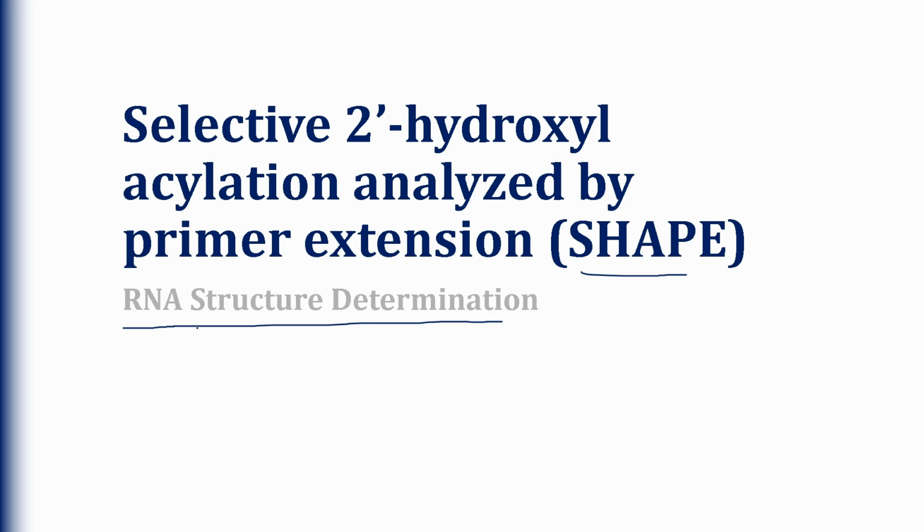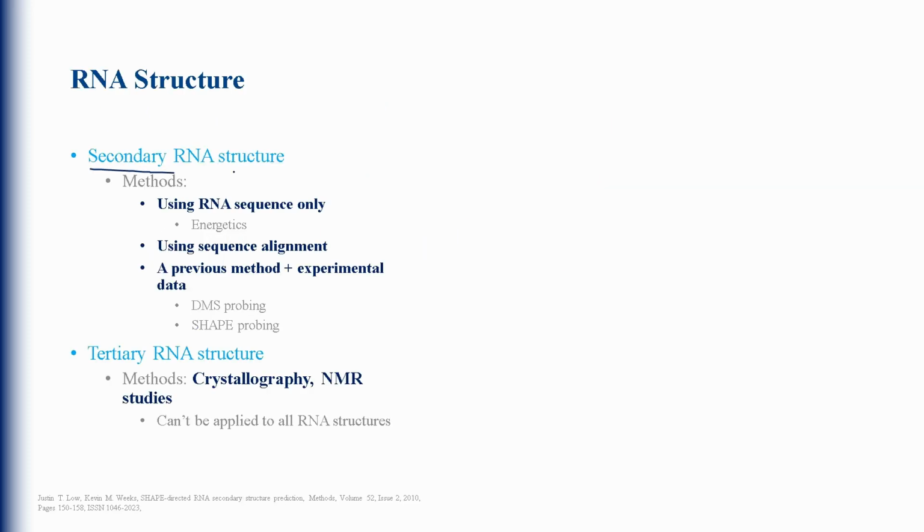Now, in terms of RNA structures, RNA can form secondary RNA structure and it can also form tertiary interactions. In terms of the secondary RNA structure, we can deduce it using the RNA sequence only. We can do that via energetics. We can also do that using sequence alignment, or with any of the previous methods plus extra experimental data that we can get via DMS probing or SHAPE probing. And SHAPE is what I'll be talking about in this module.